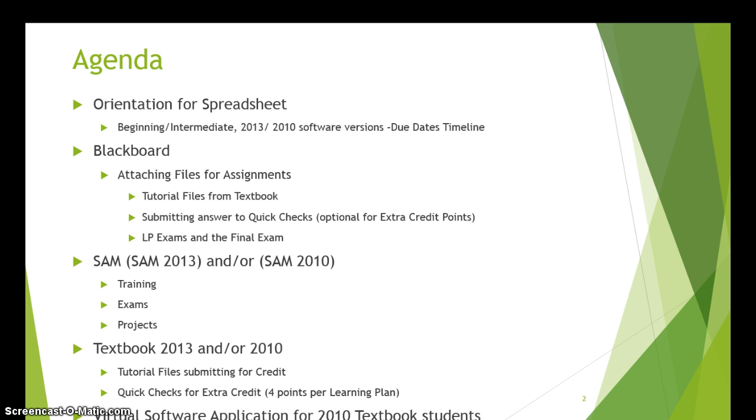Taking a look at the agenda, we're going to do the orientation. It's good for beginning or intermediate spreadsheets. We're going to talk about Blackboard, the electronic file cabinet where a lot of your assignments are going to be located. We're going to talk about a tool called SAM 2013 or SAM 2010, depending on which textbook you have. For the Excel textbook, you're going to have either the Excel 2013 version or the 2010 version. The good news is it doesn't matter which one you have, you'll be able to complete all the assignments. We just have to find out which textbook you have so we can put you into the right section with the right materials.